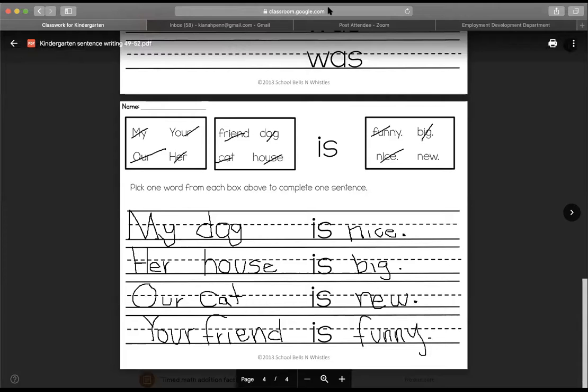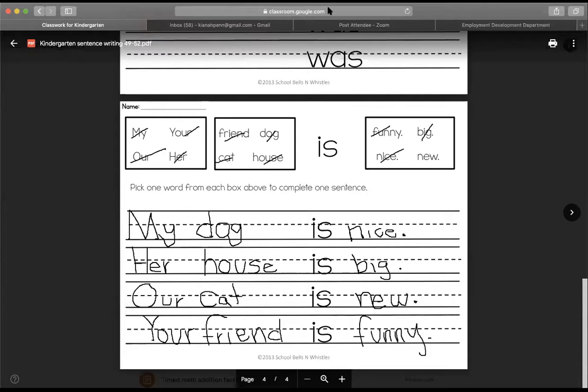Your dog is... her house is... new. Our friend is... big. Good job, Tristan. Pat on the back. High five. Woohoo! Now, Gavin, can you read your 4 sentences to us, please?